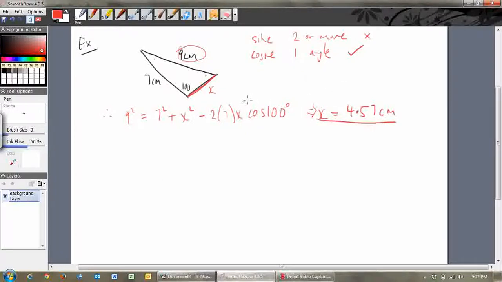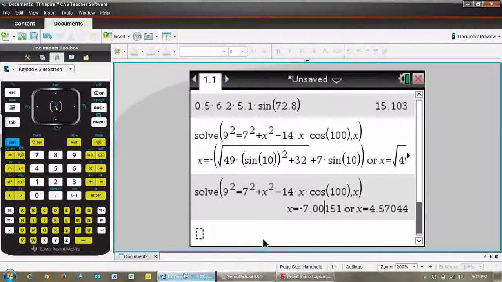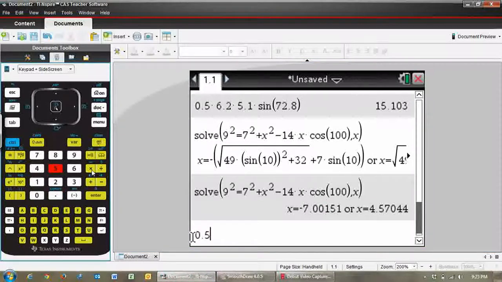So we haven't finished the question yet. That was only to find out how long that side is. What we want is the area. Therefore, our area is equal to half. Length A is 7, length B there is 4.57 times the sine of the angle in between, 100 degrees. Again, into your calculator, here we go, equals half times 7 times 4.57.